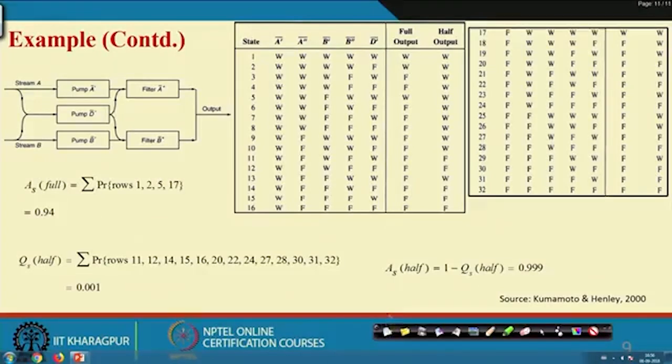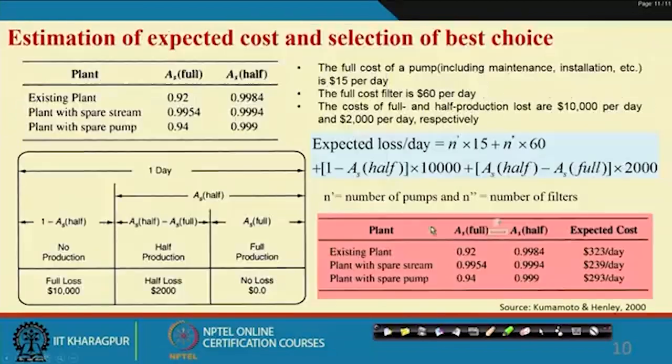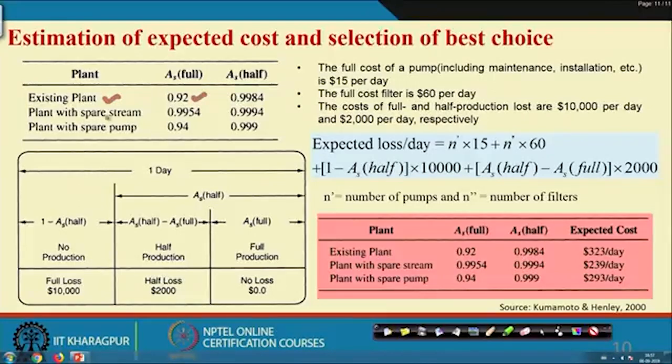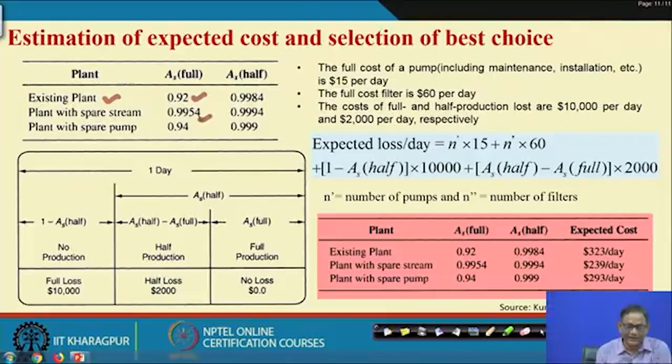So, now we know the availability and unavailability for three different systems, alternatives or choices. With some more data, you can find out which one is the best. What we have found so far: for the existing plant, full availability probability is 0.92, with identical spare trim 0.9954, with spare pump 0.94, and similarly for half availability.